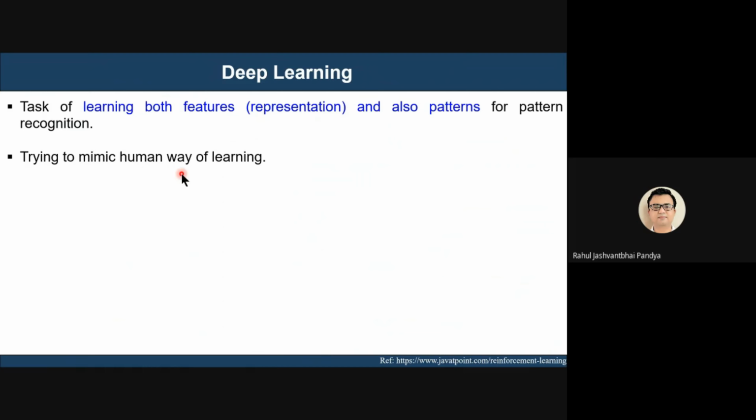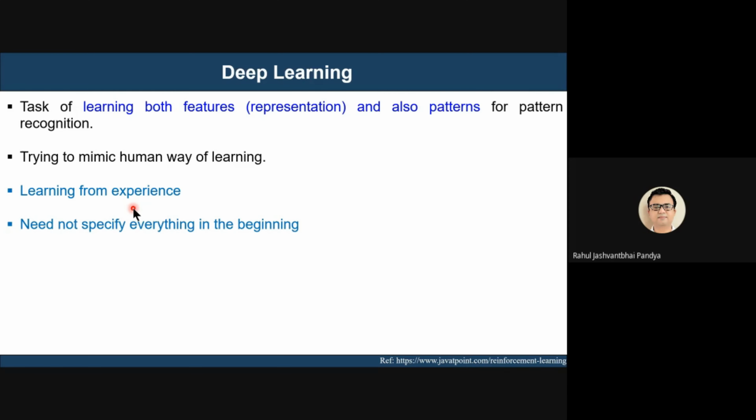It'll try to mimic the human way of learning, and it generally learns from experiences. Based on the current experience, it will store the experience, and then it will try to apply that experience in future and try to extract the outcome. Based on those experiences, it will learn and try to improve and predict the future outcome.